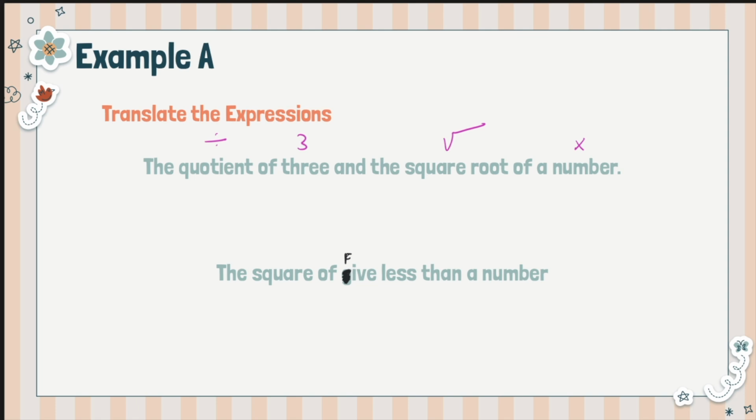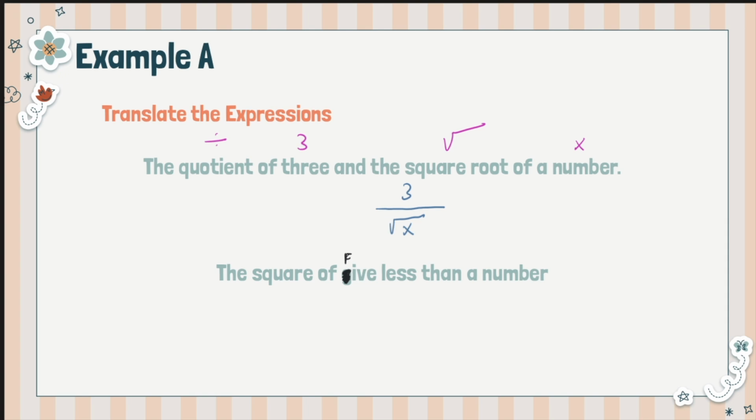Since we have a quotient, we're going to have a numerator and a denominator, something that's going to be divided by. The way that we're going to do this is the thing that we see first is going to be the numerator. In this case, it says the quotient of 3, so 3 is going to be on top because that's what we see first. And then the square root of a number is going to be the denominator. So the square root of x.